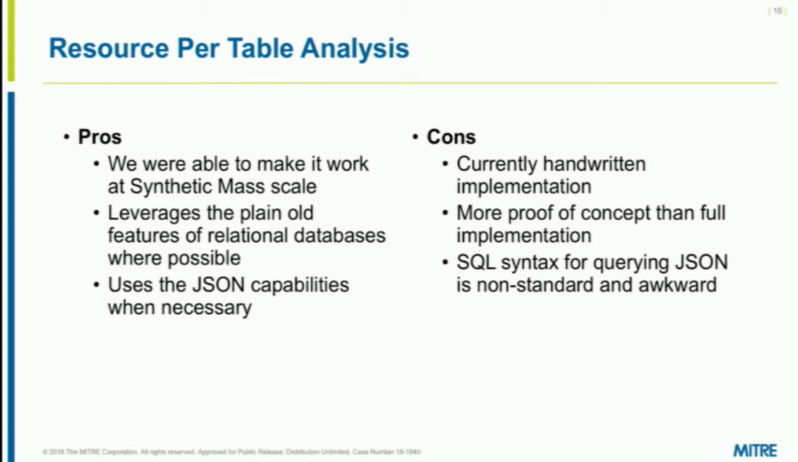We were able to leverage the plain old relational database features where we needed to support things like chain search. Which was fantastic because joins are really nice. And then we can drop into JSON when we have to. So we didn't extract all the data into different columns. We just pulled out ones that we knew that we were going to need.